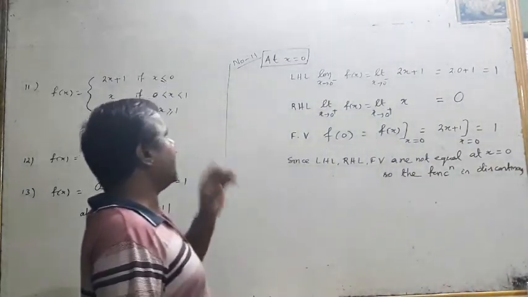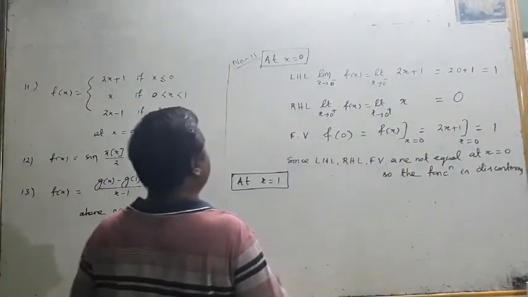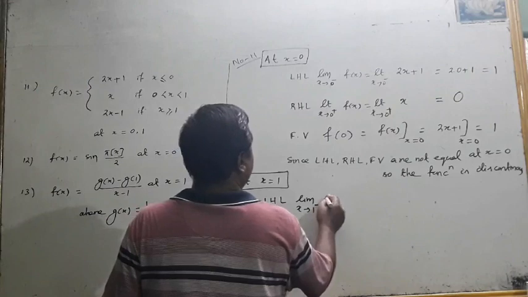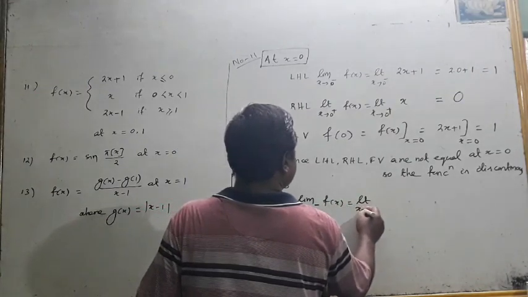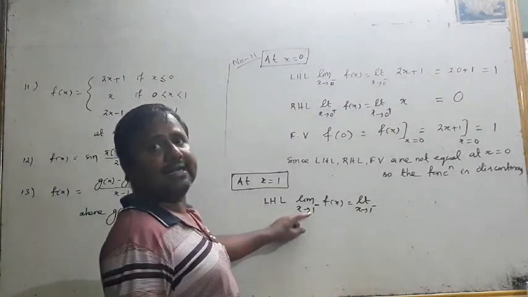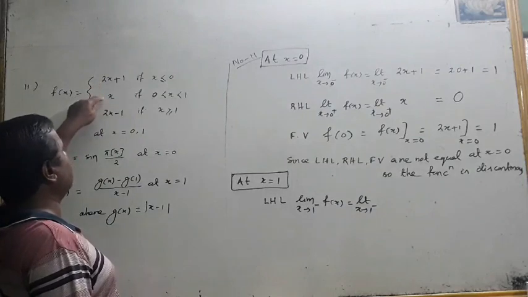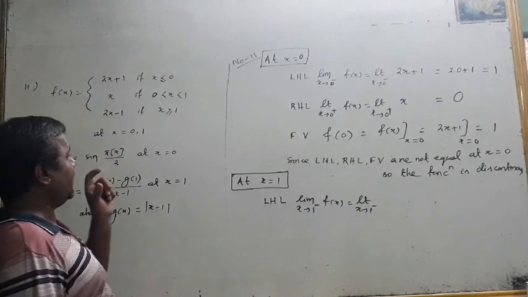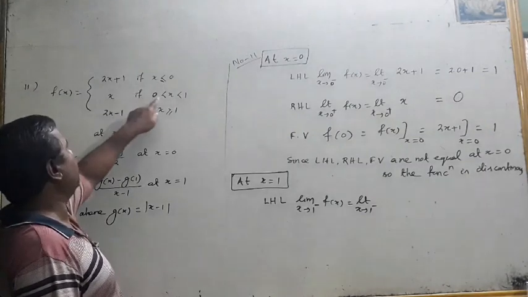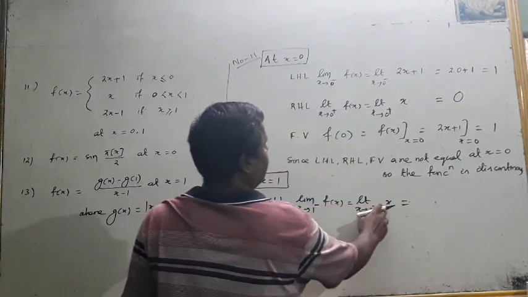Now we have to test at x is equal to 1. At x is equal to 1, what is the left hand limit? Limit x tends to 1 minus f(x). Look here, x tends to 1 minus, so x is slightly less than 1. Which function will you take, first or second or third? When x is slightly less than 1, it must come to this category, because the value of x here is 0 to 1. So it is x. Now if you put 1 here, the result is 1.